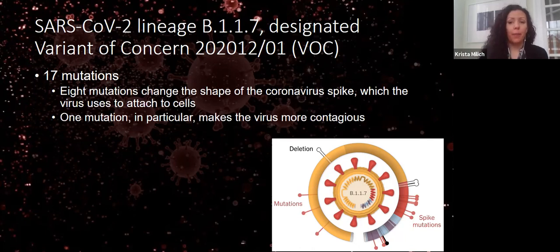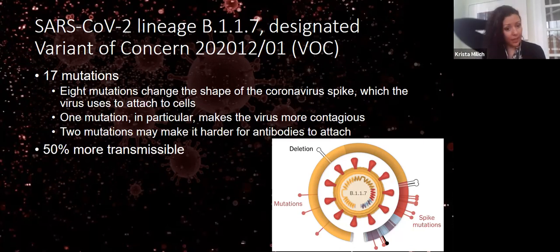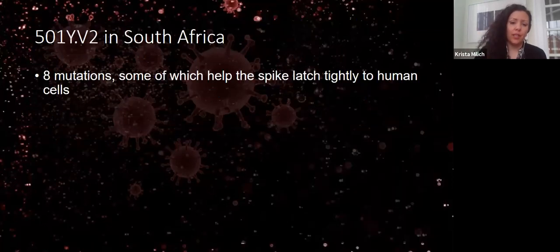One mutation in particular makes the virus more contagious. So it's not only about what's happening once it's in the body, but also in being able to be transmitted. 2 of the mutations make it harder for antibodies to attach. So our body's defense system, which relies on antibodies to identify foreign bodies in our system, 2 of the mutations in the B117 variant make it harder for antibodies to attach. Studies that have been done so far suggest that this variant is 50% more transmissible than the original strain that was circulating in the UK.